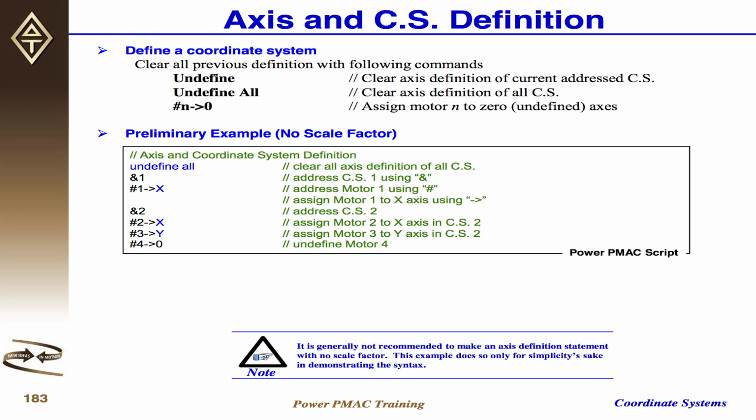Now that we've done that, we want to go to coordinate system 2, so we issue &2. Then we say #2->X, #3->Y, and #4->0. If in coordinate system 2 we now move that x-axis, rather than moving motor 1 like it would have in coordinate system 1, it now moves motor 2. The y-axis now moves motor 3, and motor 4 is not in the coordinate system at all. So it's in no coordinate system, but it is specifically undefined from coordinate system 2 if it had a definition previously.